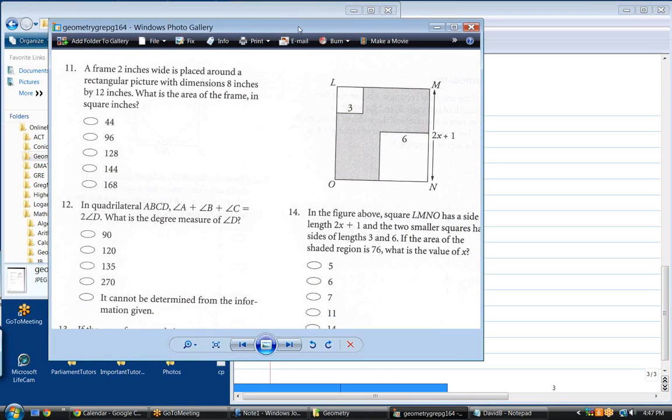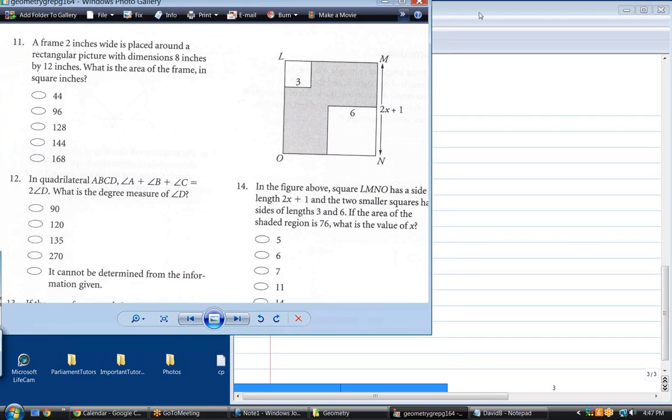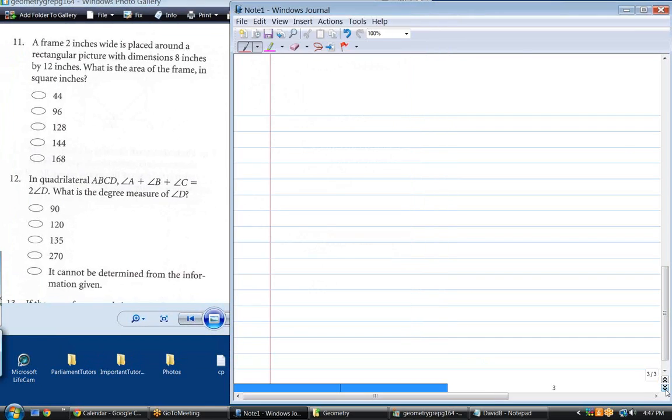Well, I wish all my stuff was this clear and with a nice white background like this. Okay.